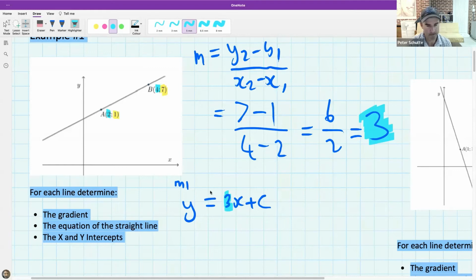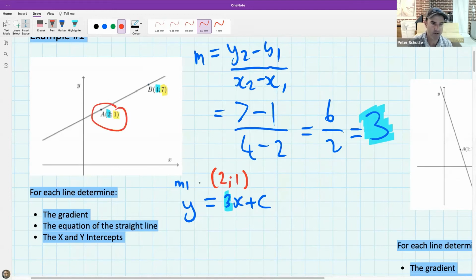Okay, now I've got the m, but I don't have the c. In order to get the c, I sub in one of the points. And to me, the simplest looking point is the smallest one, which is the point 2, 1. So I'm using the point 2, 1.